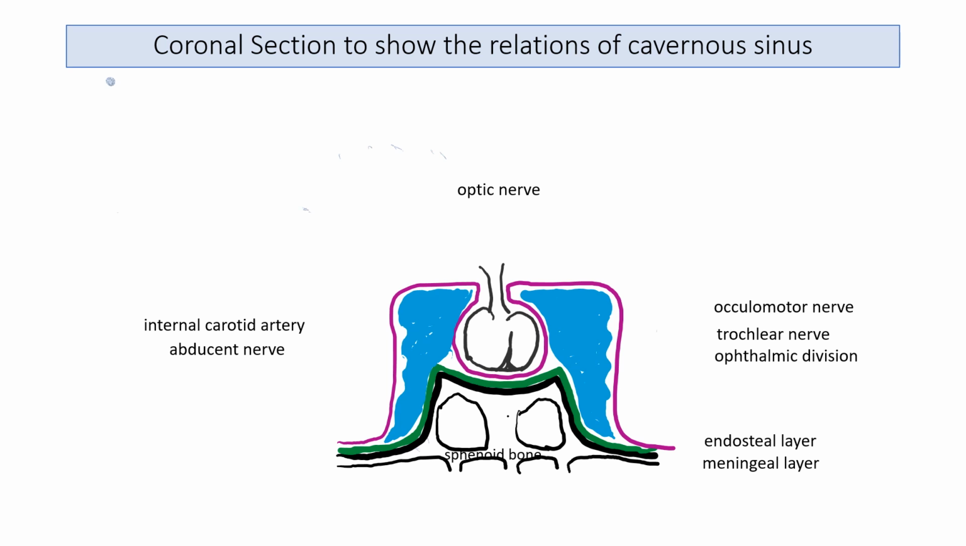Let's make a coronal section to show the wall, contents and relations of the cavernous sinus. Let me explain what I have drawn already. This is the sphenoid bone, the body of the sphenoid bone, having this concavity which is called the sella turcica, and this part of the sphenoid bone will make the floor of the middle cranial fossa. These are the sphenoidal air sinuses.